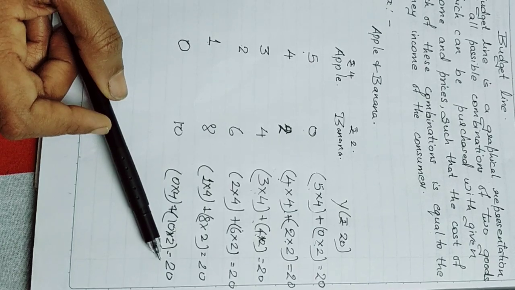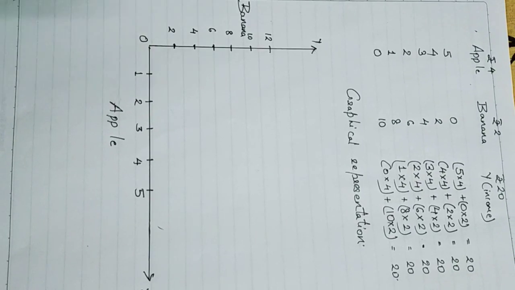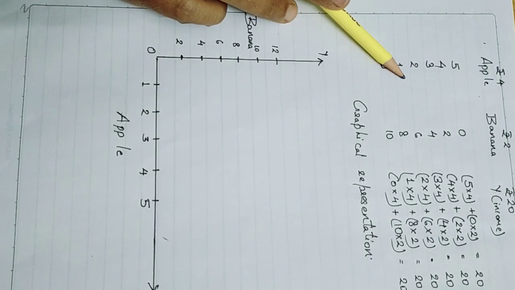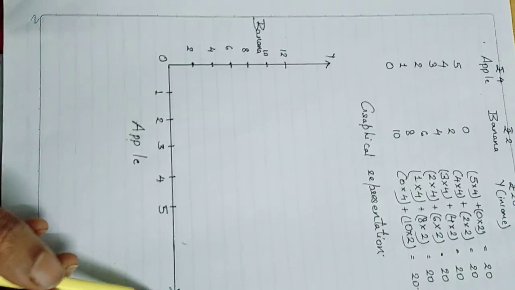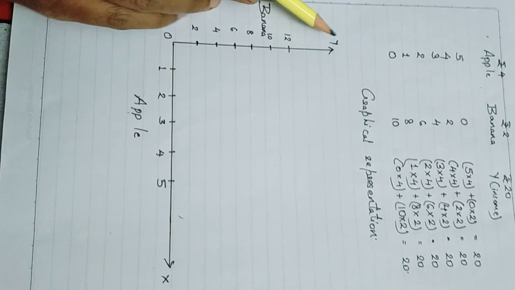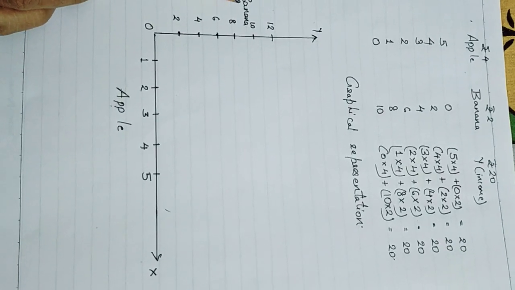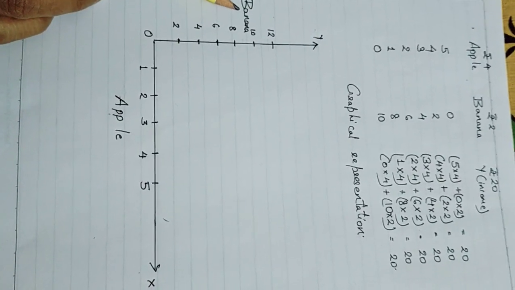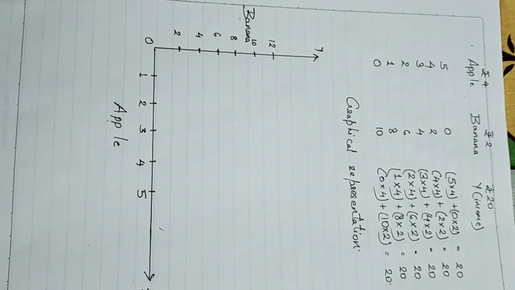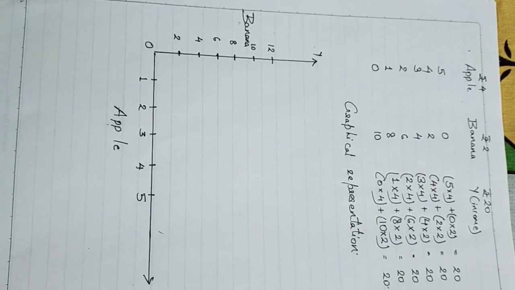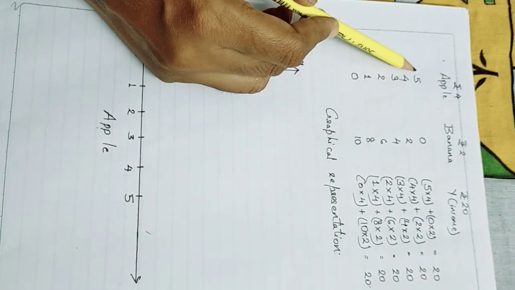Now we can see the graphical representation of the same table. Here I have taken apple on the x-axis, and on the y-axis I have taken banana. With this graph we understand apple, that is, if we start from here, apple when it is 5.